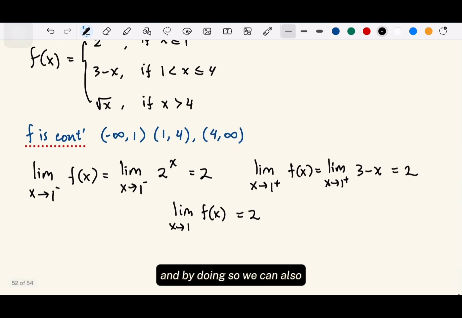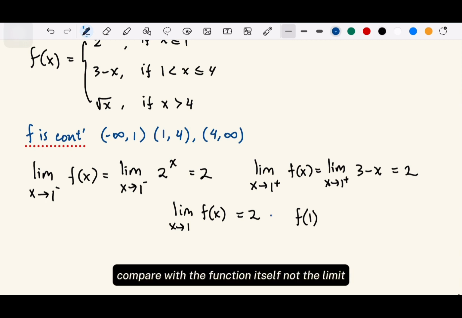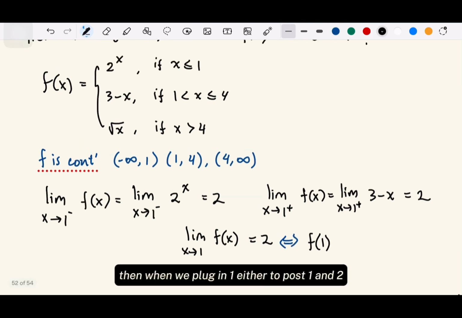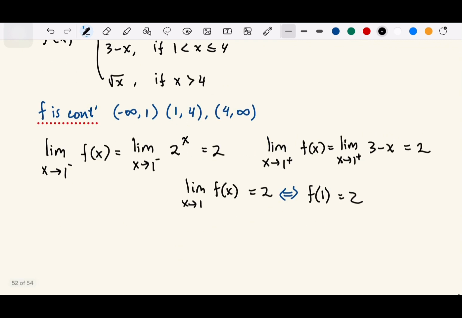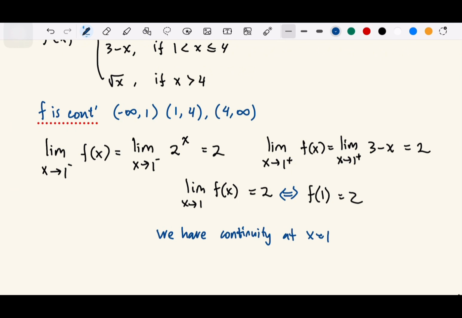And by doing so, we can also compare with the function itself, not the limit. Then when we plug in 1, in both pieces, 2 to the power of 1 is 2, 3 minus 1 is 2. And it's also the same. So the function itself is also equal to 2. Which means, from these two expressions, that we have continuity at x equal 1.